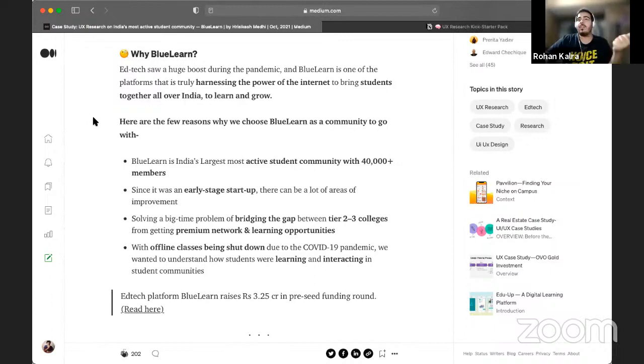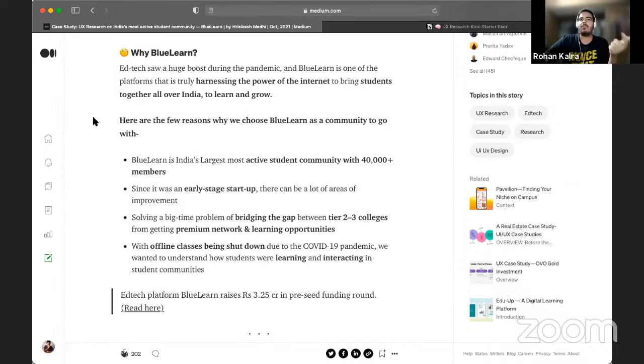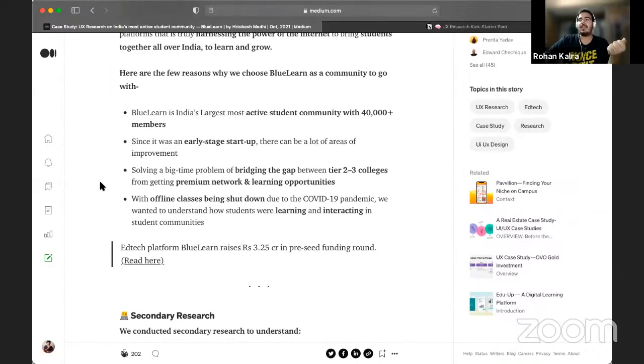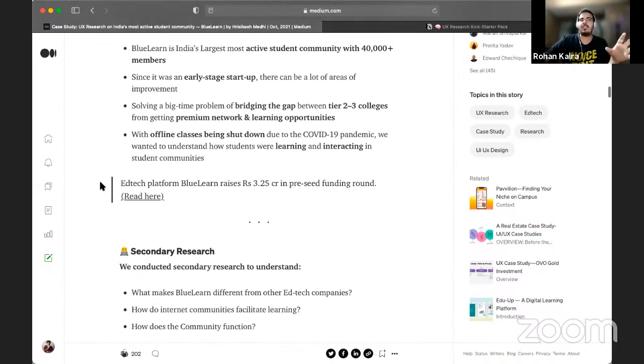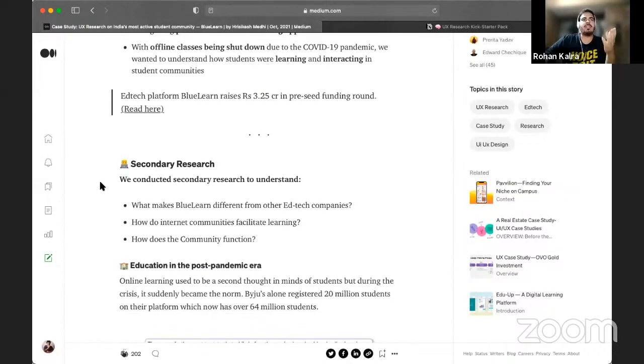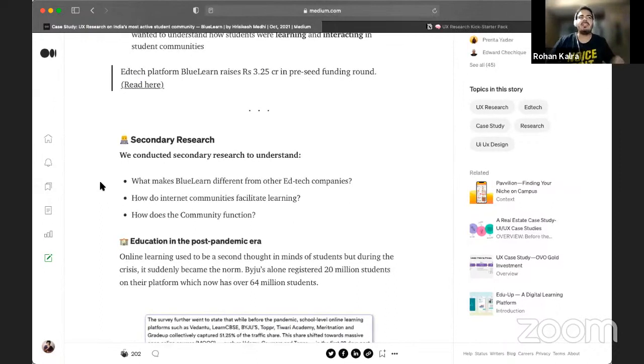A few other reasons were, of course, it's a huge community of 40,000-plus members, and that too an active community. It's an early stage startup. And my personal favorite was, they are solving a big problem of bridging the gap between tier 2 and 3 colleges and bringing them together, providing them a premium network, which is amazing, by the way. Also, offline classes were being shut during COVID-19. As I am out of my student phase, I wanted to know how students are learning, right? How they are interacting with each other. So one of the things we found out is that BlueLearn raised a pre-seed fund, just an article. Always mention the links for the articles where you find these kinds of numbers.